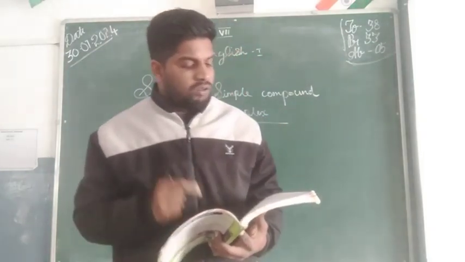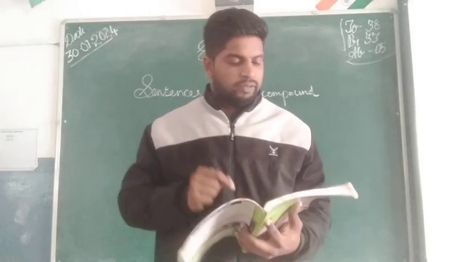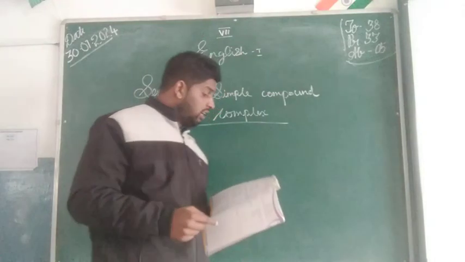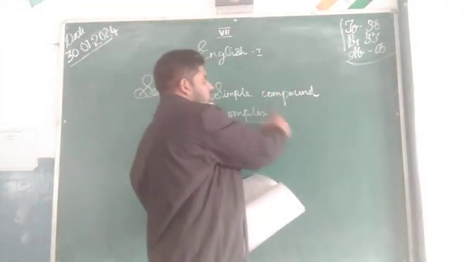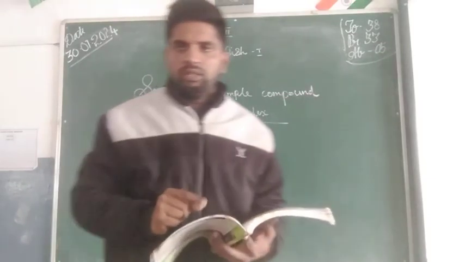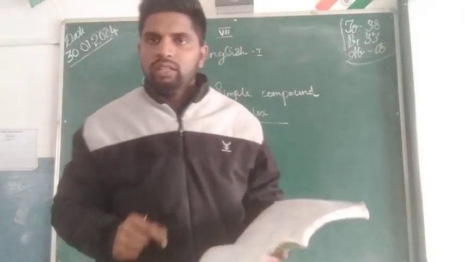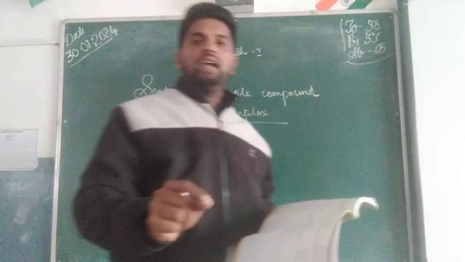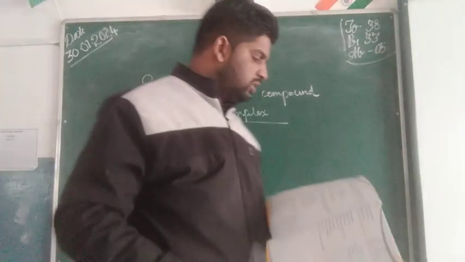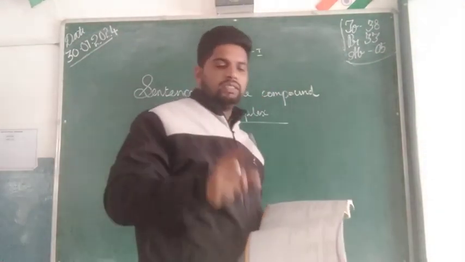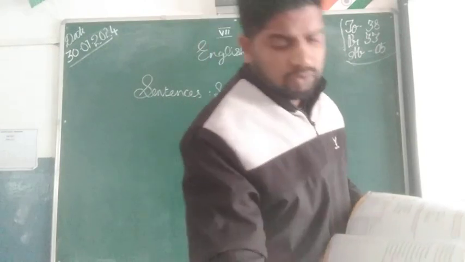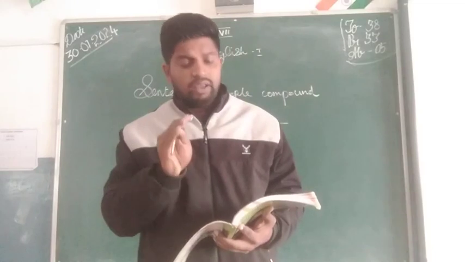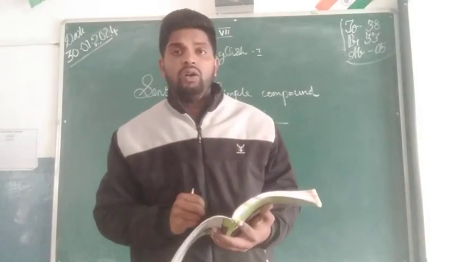Example: I started on time, but I arrived late. How many independent clauses do we need? We need two independent clauses and one conjunction. That's why this example is given. I started on time is the independent clause, but is the conjunction, and finally we have one more independent clause.